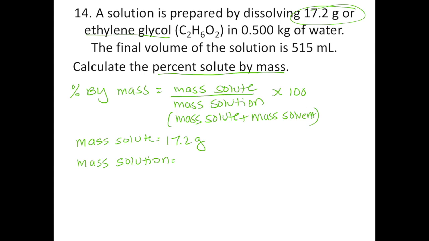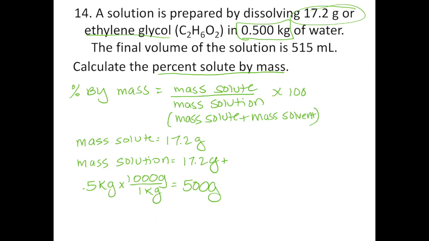Okay, well I know that my solute's 17.2. I need to add it to the mass of my solvent. So my solvent is water, and I have 0.5 kilograms of it. But I can't add kilograms to grams, so I have to take 0.5 kilograms and convert back to grams. So if I convert back to grams, now I have 500 grams.